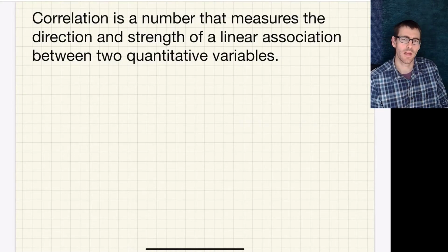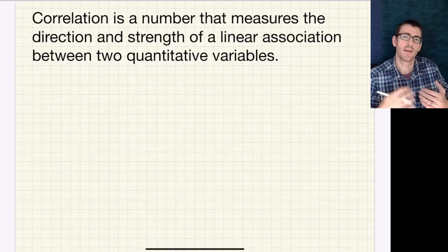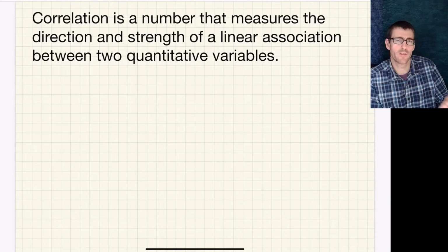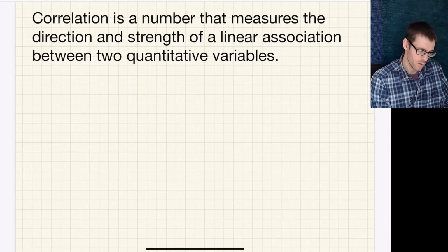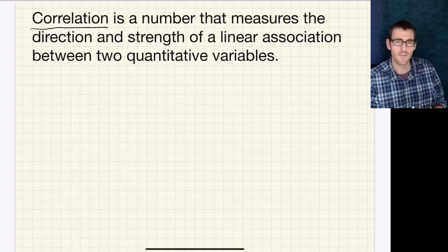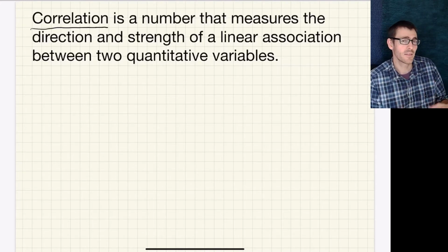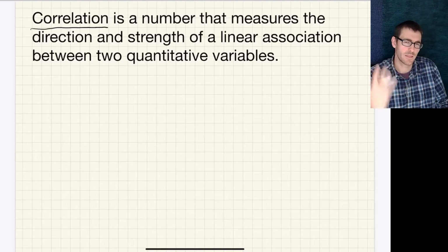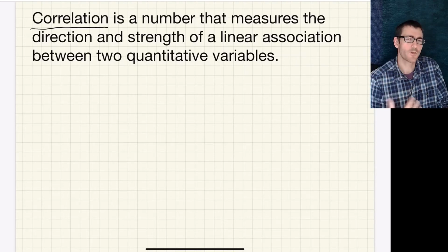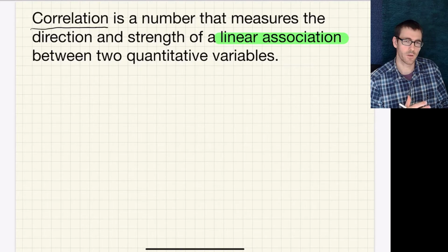As we did with center and spread, we want some sort of concrete numerical way of quantifying these ideas of strength and direction. So the way that we're going to do that is by this measurement called correlation. Now, correlation is a term that's used slightly differently in everyday land than it is in statistics. In statistics, it means a very specific number that is calculated that only applies to linear associations of quantitative variables.